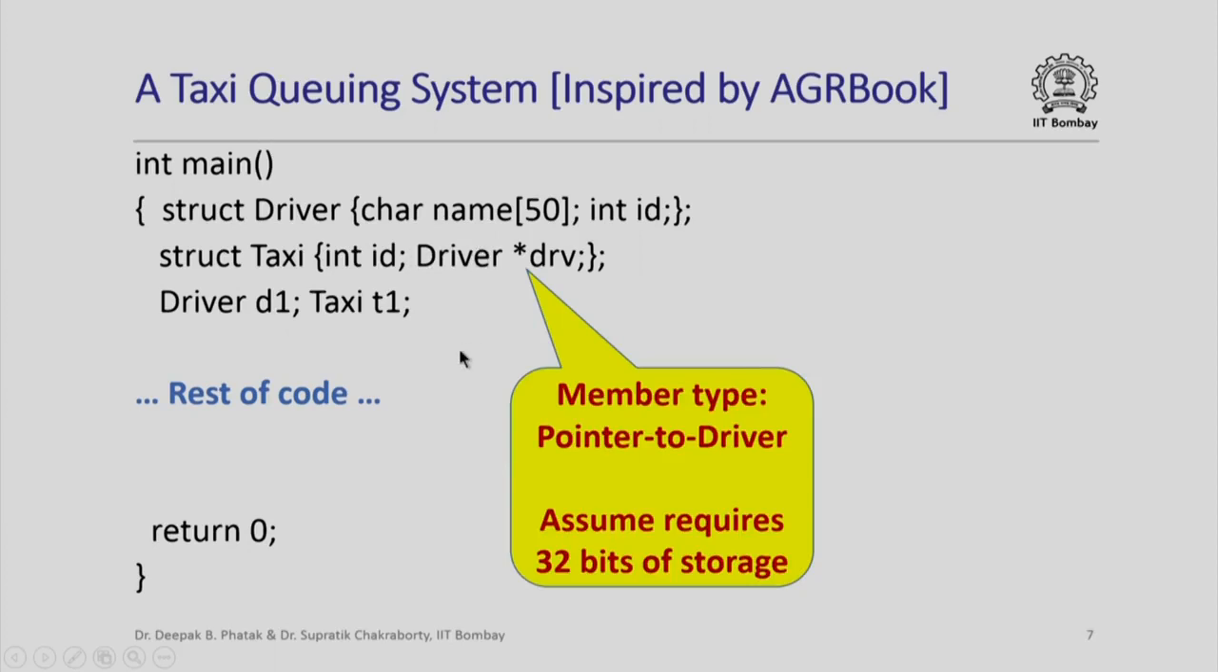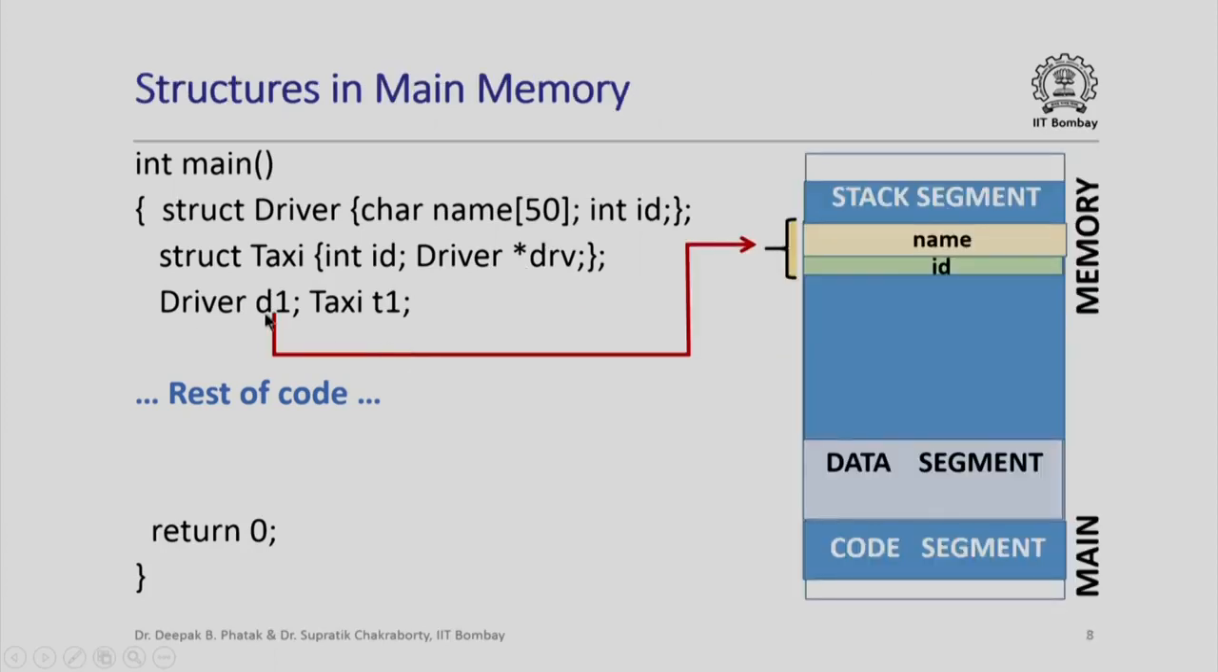Now, if we assume that every location in main memory in our computer can be addressed using 32 bits of address, then every pointer which must store such an address really would require 32 bits of storage or 4 bytes of storage. Now, we have also defined two variables here, D1 and T1.